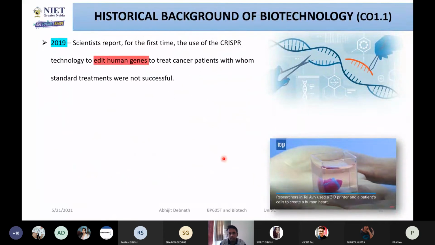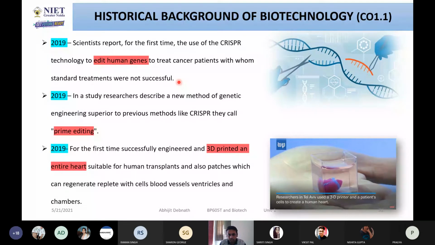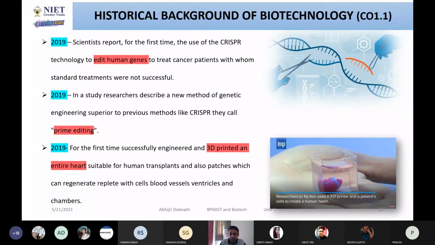I also have told you that CRISPR was an emerging technology by which you can edit human genes. This is the picture. And then I have told you about prime editing, then the 3D printed entire heart. I have shown you the video of how you can print your entire heart. The researchers in Israel, right now the war is going on, Israel and Palestine. So Israeli people are so brilliant. They made one 3D printed machine. It will actually print your entire 3D heart.